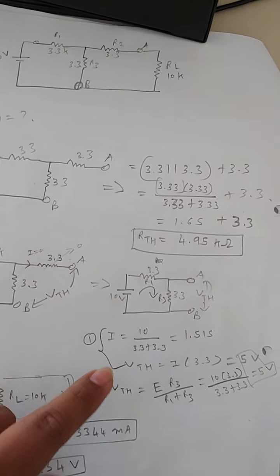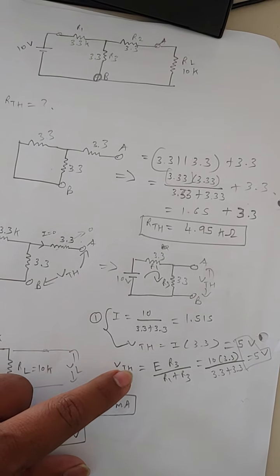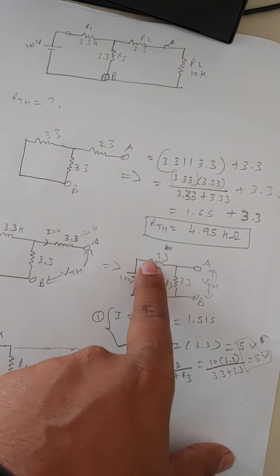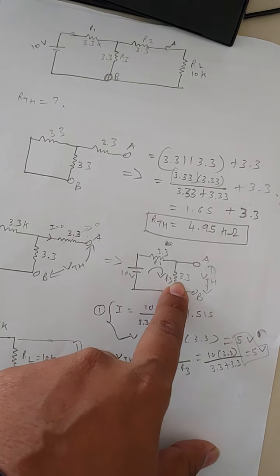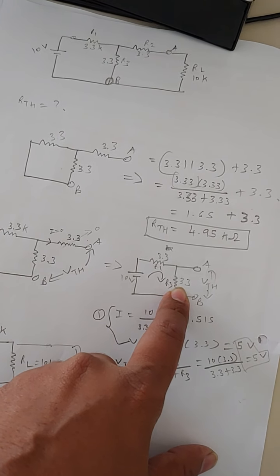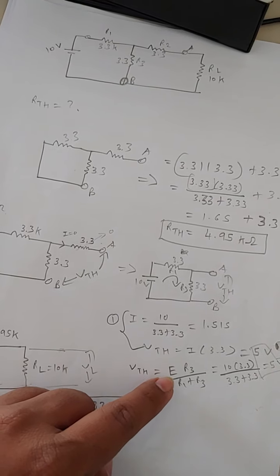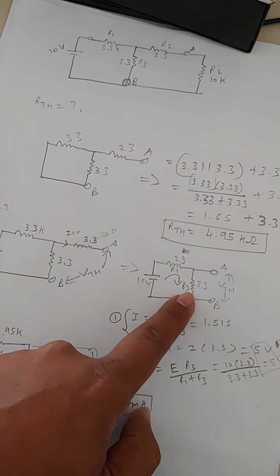In another method, you can find it by the voltage division rule. Consider this as a series circuit of two resistors. If you find the resistance across this R3, then what will be your resistance? Suppose we consider 10 volt as E. Then what will be the voltage across R3?